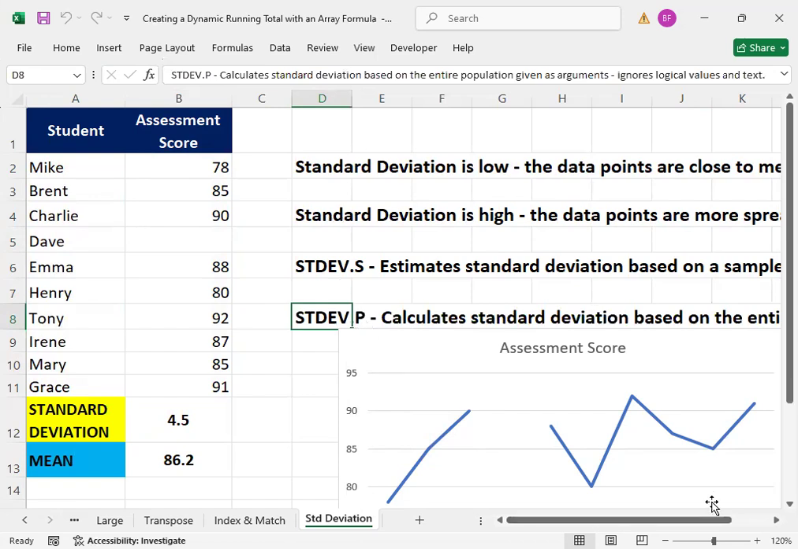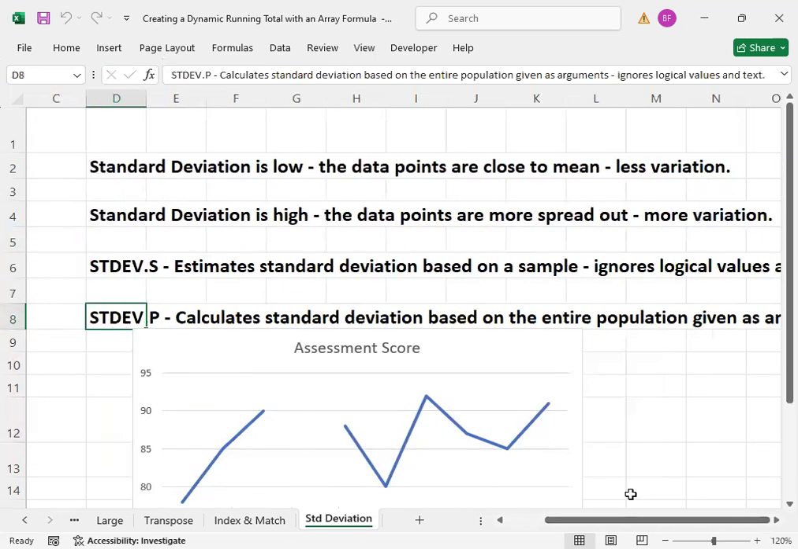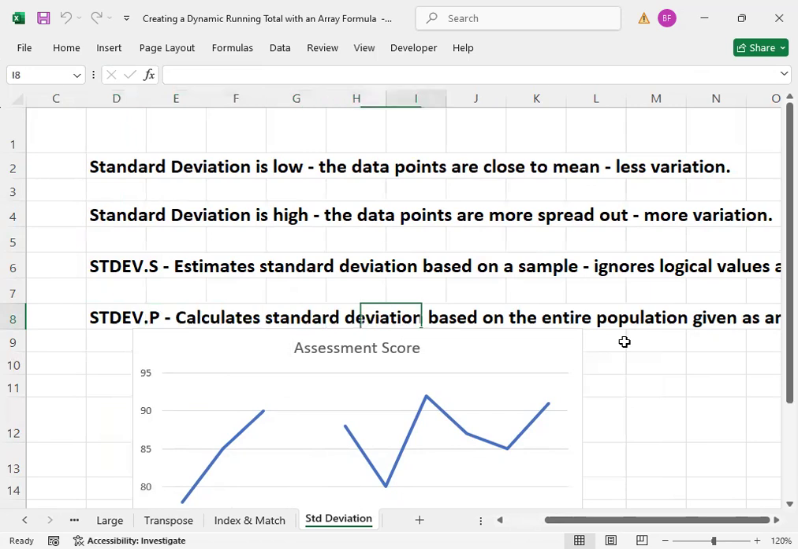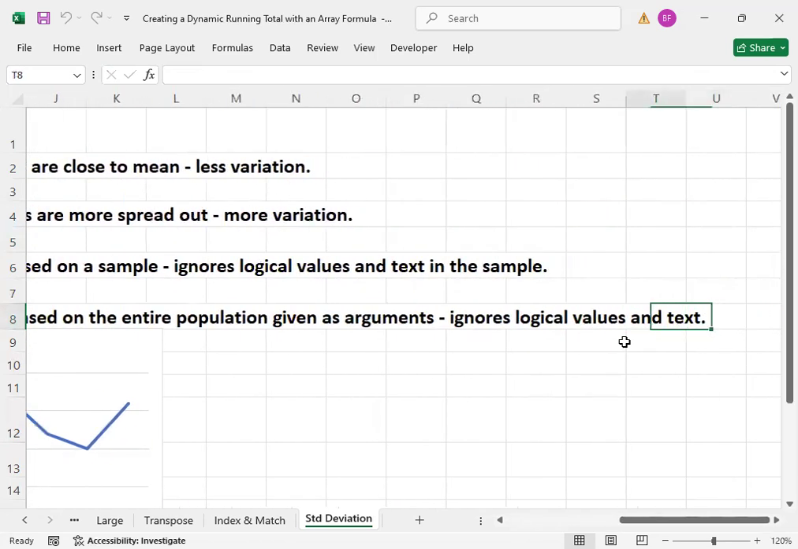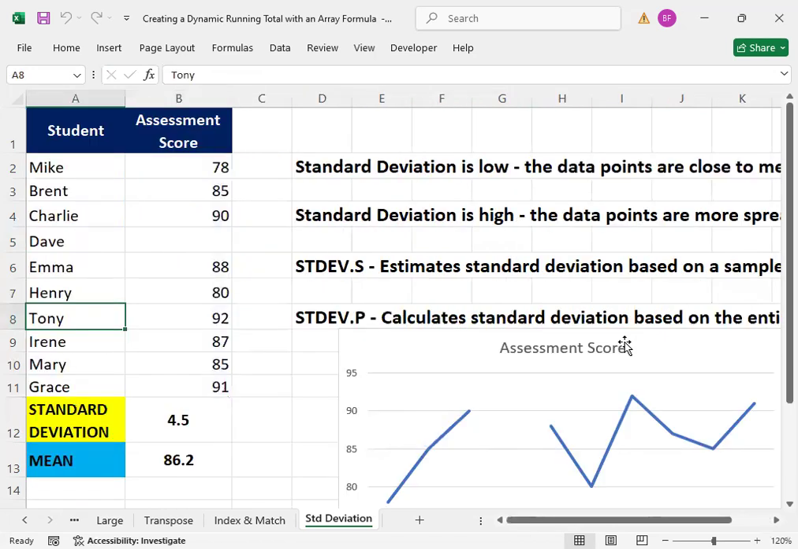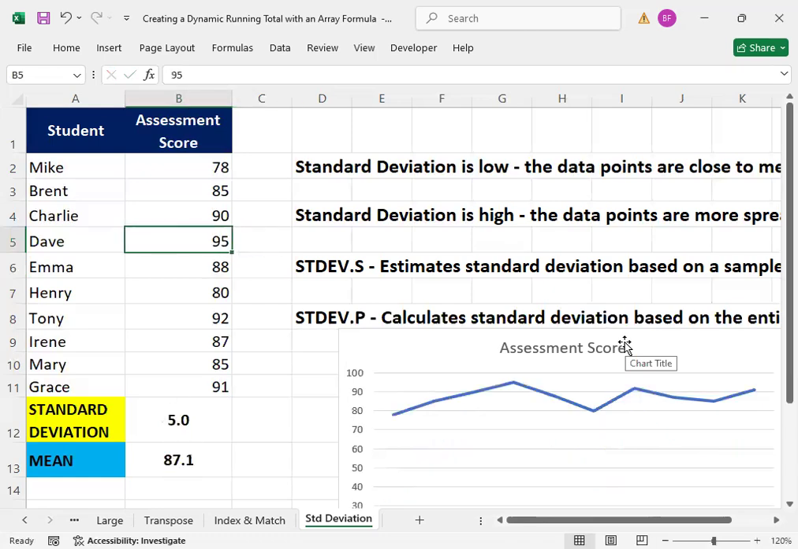So this STDEV.P calculates the standard deviation based on the entire population given as arguments. It also ignores logical values and text. Okay. Oh, let me get back the 95.